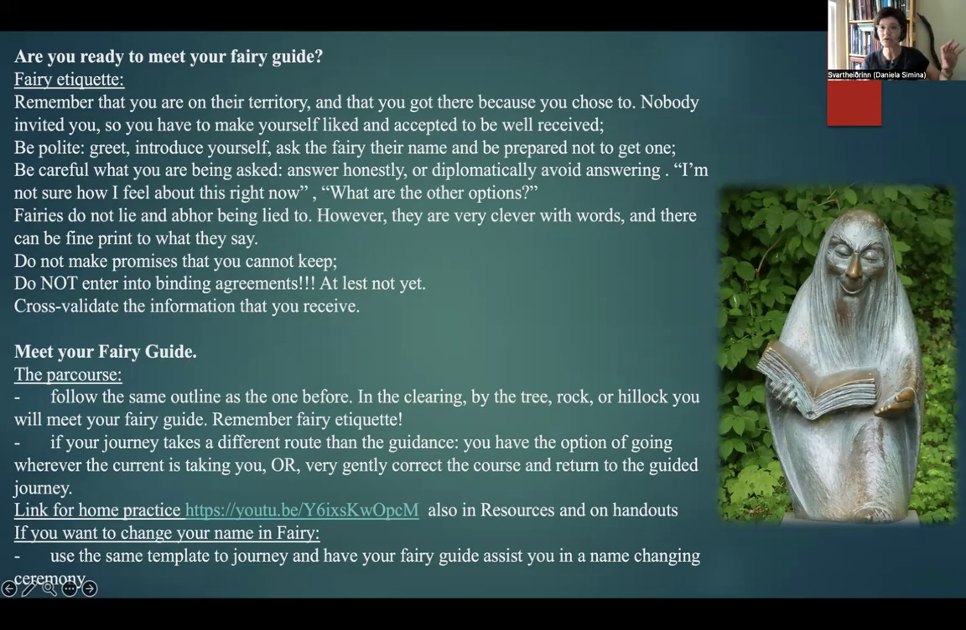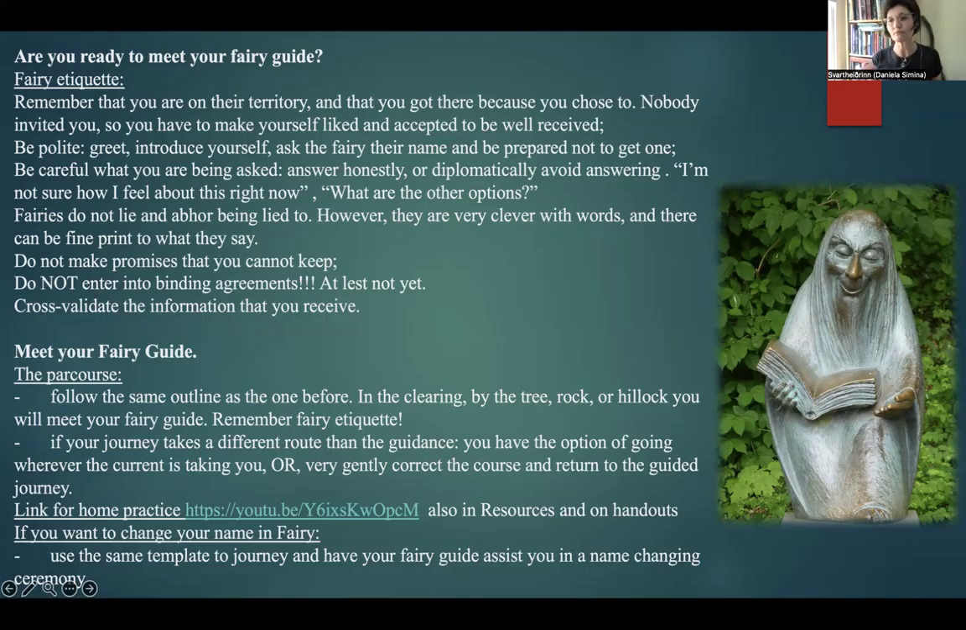So remember that you are going on their territory. And you go there because you choose to. Nobody invited you. Nobody asked you to come over there. So you have to make yourself liked, be accepted, and be well received. So you have to be polite.